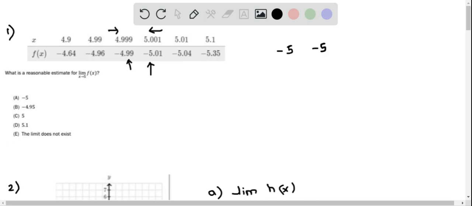So we can say that when x approaches 5 from both the left and right, it seems like it is approaching negative 5. So therefore the reasonable estimate is negative 5.